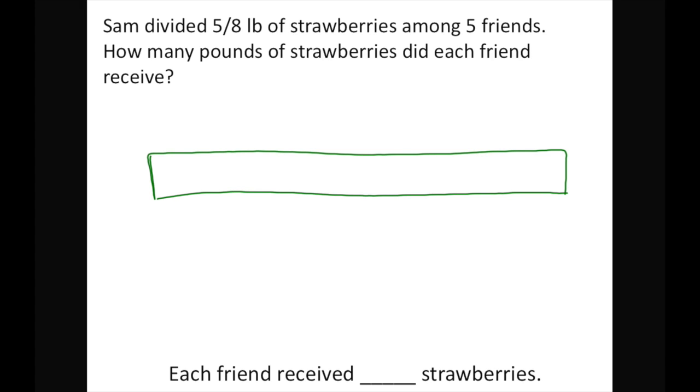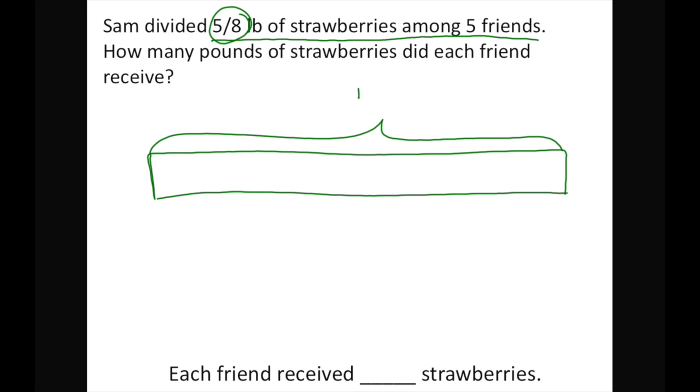I'm told that Sam divided 5/8 pounds of strawberries among 5 friends. The whole bar represents the total number of strawberries that Sam has, and he has 5/8 pounds of strawberries. I know that he is going to split them with 5 friends, so I'm going to break the bar up into 5 parts. And I want to know how many pounds each friend received.